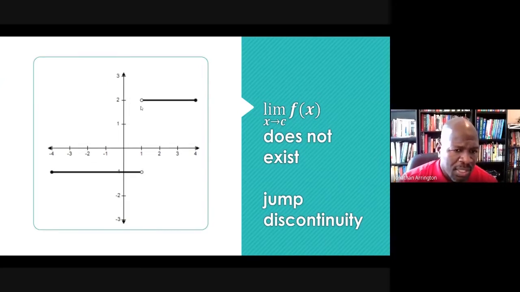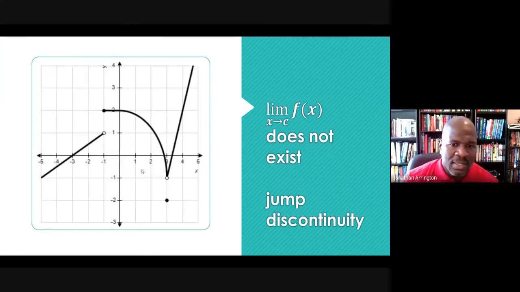And here's that jump discontinuity again. Also here, we talked about f of c not being defined, but also the limit does not exist because it's going to a different number on the left than it is from the right as x goes to 1. So the limit also doesn't exist. And again, if you see the function going to two different finite numbers from the left and the right, that's going to be an indication of a jump discontinuity. And of course, in those cases, the limit does not exist.